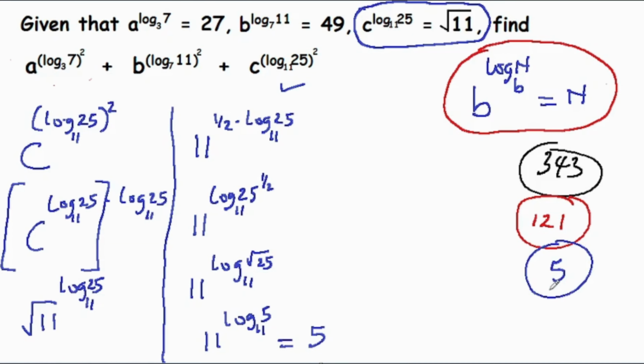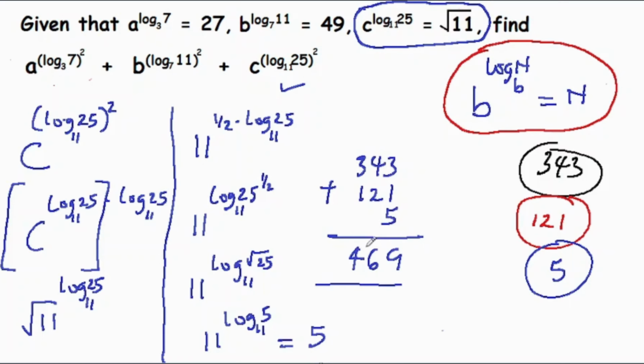So the addition of these 3, 343 plus 121 plus 5, is going to give us our final answer. And this is 9. 4 plus 2 is 6, and 3 plus 1 is 4. So our final answer is 469.